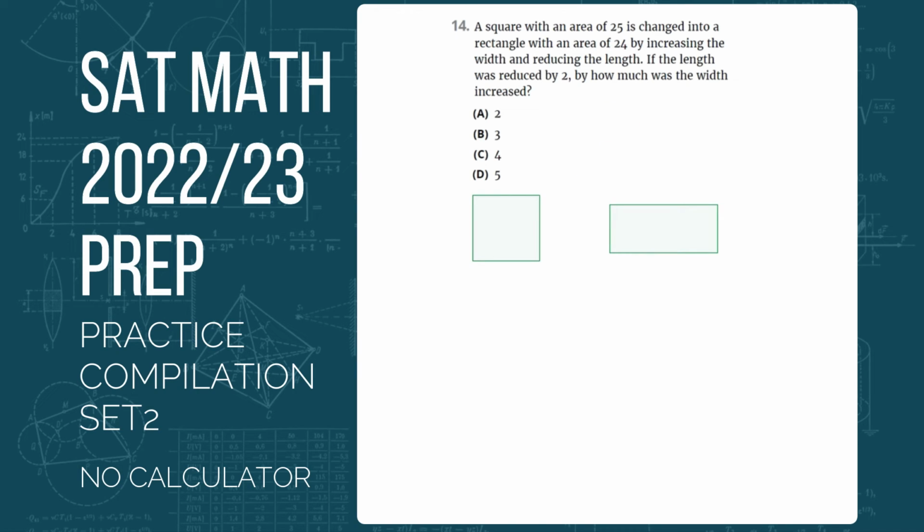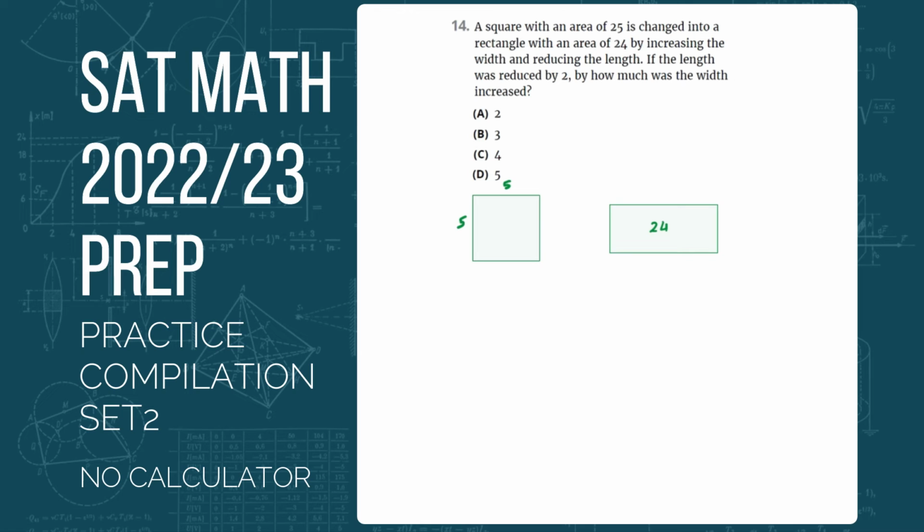A square with an area of 25 is changed into a rectangle with an area of 24. This is your first square of area 25, so it's basically 5 and 5. And the same square has been changed to a rectangle with an area of 24, by increasing the width and reducing the length.